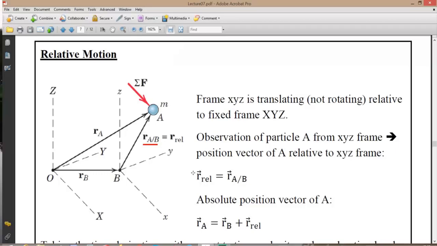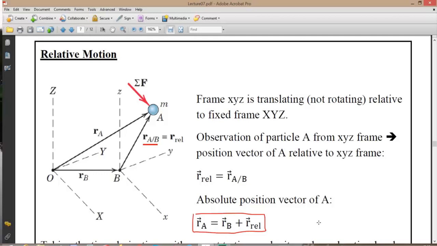Now, in the kinematics section, we have already discussed this equation. r A is equal to r B plus r A with respect to B. Now we term it as r relative. And then in the kinematics section, again, you will remember that we took the derivatives of this equation with respect to time. One time we get the velocity equality, the second time we get the acceleration equality.